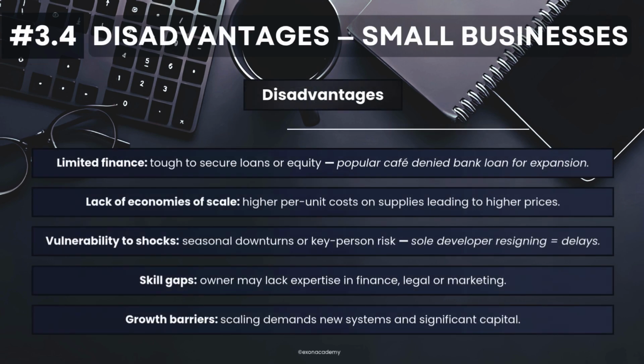Of course, small businesses also do face challenges that can make survival and growth more difficult. One of the biggest issues is limited access to finance. Banks may hesitate to lend money to a small business without a strong credit history or valuable assets to offer as security. For example, a small cafe that's doing well might still be denied a loan to open a second location, simply because it doesn't have enough collateral.